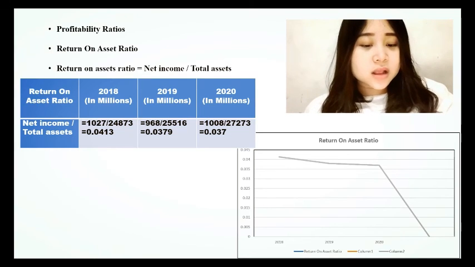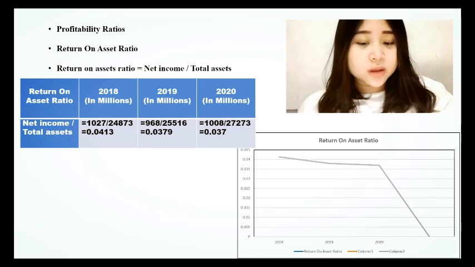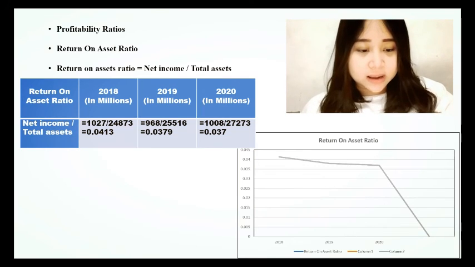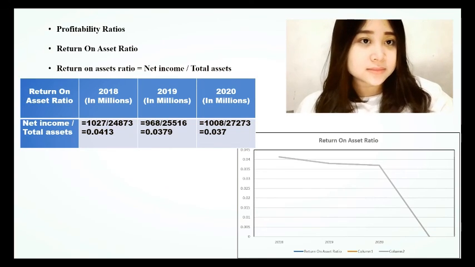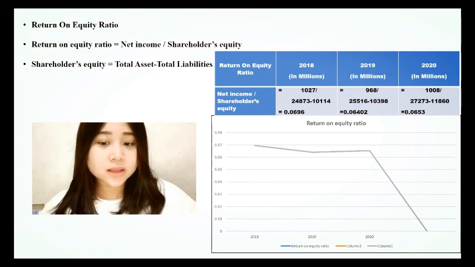The return on asset ratio indicates a decreasing trend from 2018 to 2019 and 2020. This company's ratio is less than 1.0, indicating that it does not have sufficient liquid assets to meet its short-term liabilities.